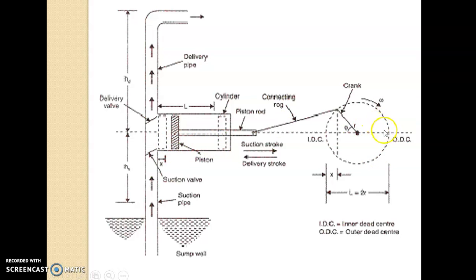Now this crank will move from ODC to IDC. That will be our delivery stroke, and the piston will now move forward. At the end of this suction stroke, this valve will close and this will move forward, compressing the liquid inside over here, and simultaneously the delivery valve will open and the high pressure fluid will be delivered wherever it is required.